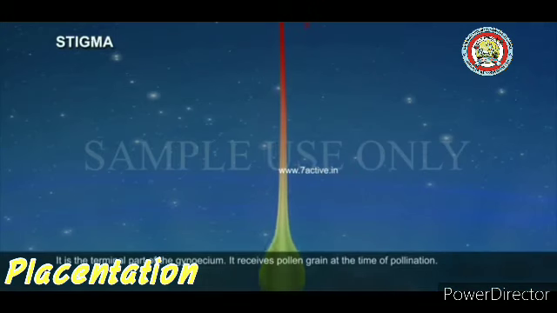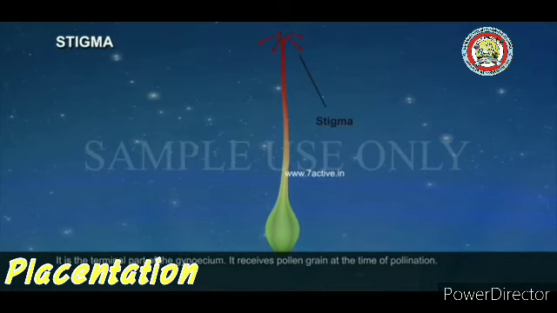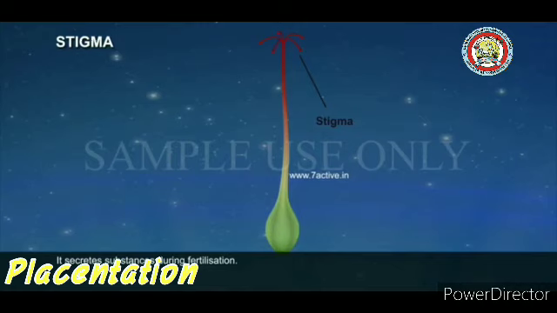Stigma. It is the terminal part of the gynoecium. It receives pollen grains at the time of pollination. It secretes substances during fertilization. Pollen grains germinate on the stigma by absorbing stigmatic secretions. This concludes the study of flower.